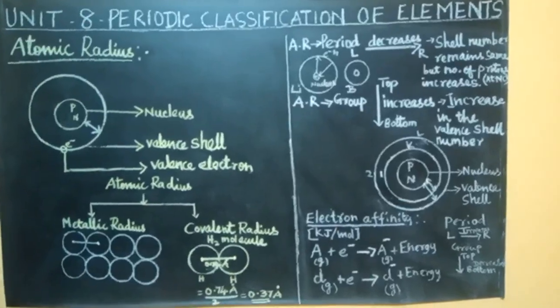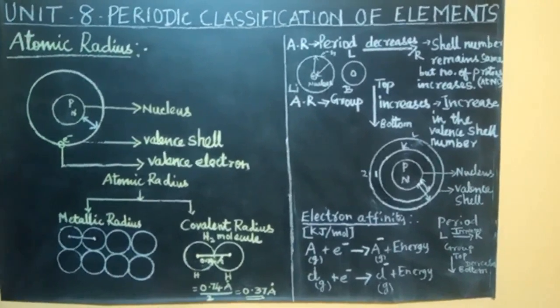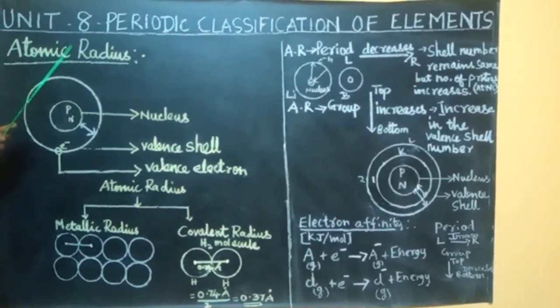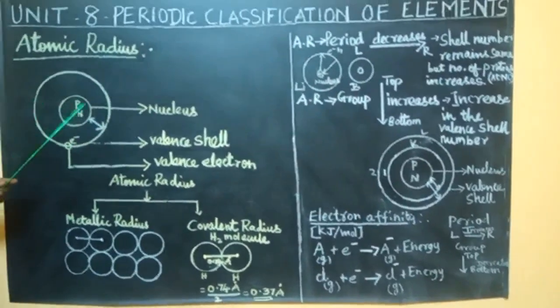Good morning, students. Today we are going to see periodic trends of some of the topics. So the first one is atomic radius. Here we are going to see the structure of the atom first.